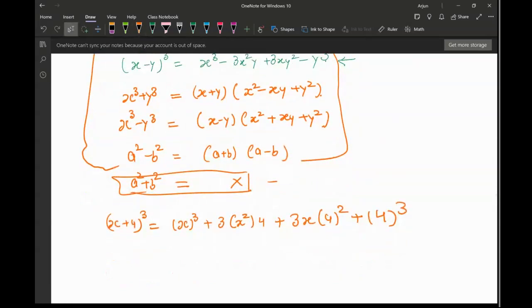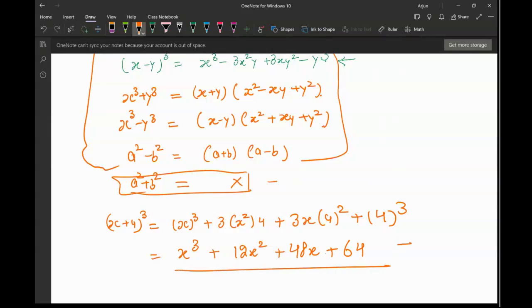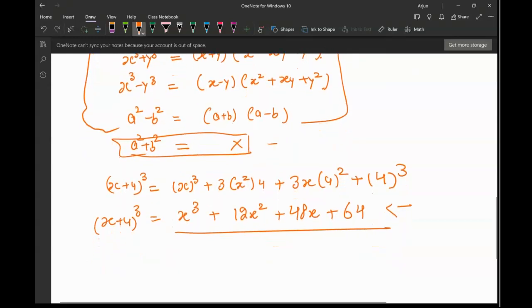Now once I open the brackets, it's going to give me x cube plus 12x square plus 48x plus 64. That will be my final answer for x plus 4 whole cube. Alright, so these were some of the basics, and I will highly encourage you guys to try and solve some of the problems from 6.1.